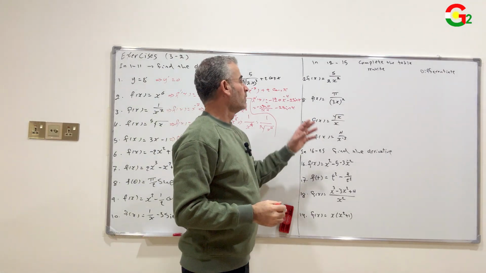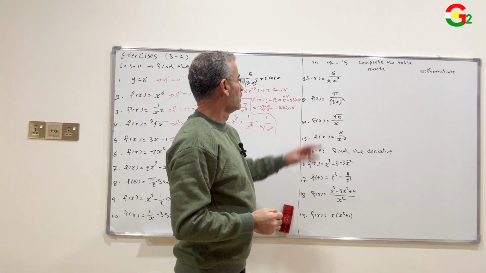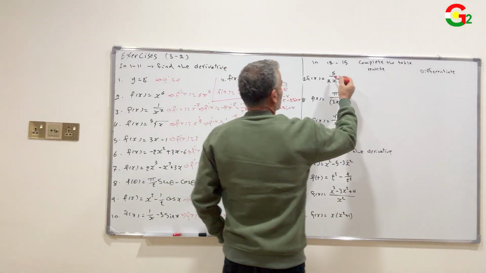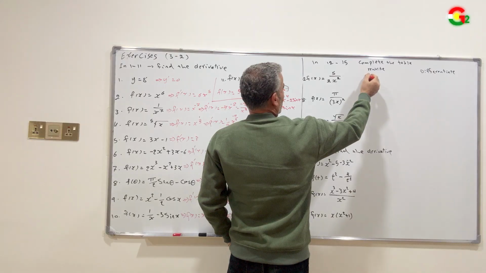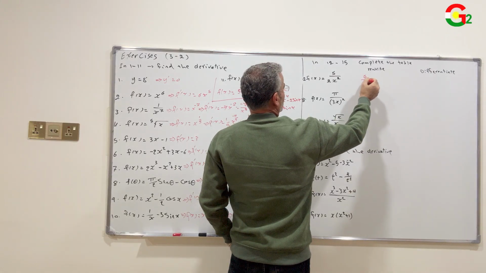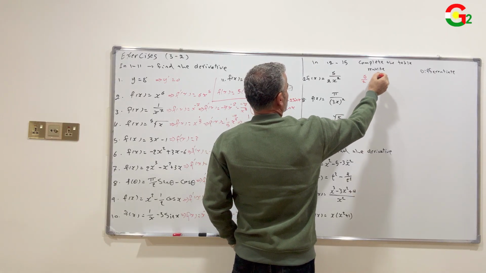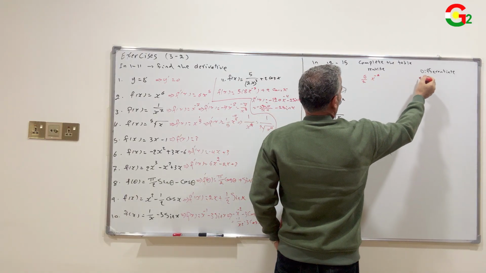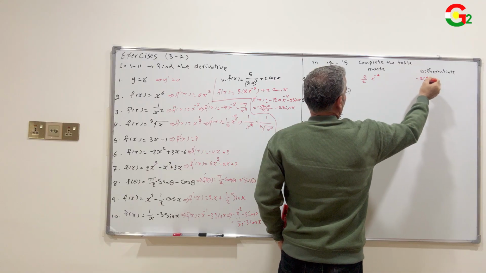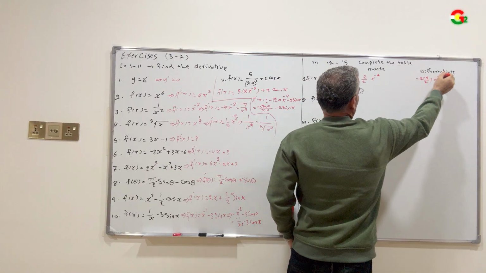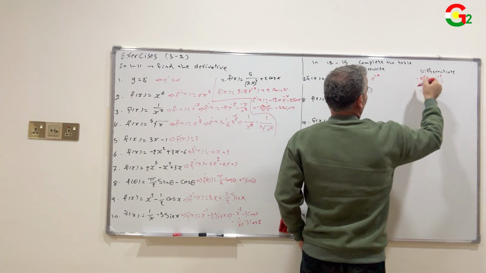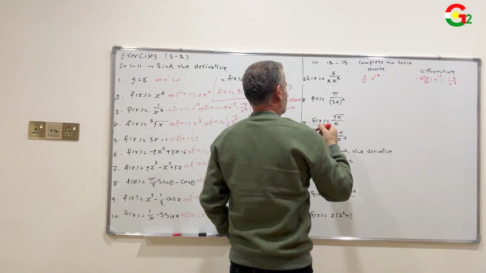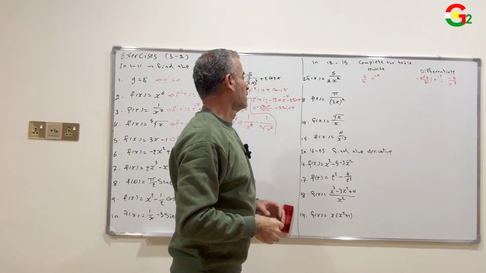In 12 to 15, complete the table. f of x, rewrite it, then differentiate the function. Rewrite it as 5 over 2 x to the negative 2. Differentiate: negative 2 times 5 over 2 x to the negative 3, simplify negative with negative, negative 5 over x^3.